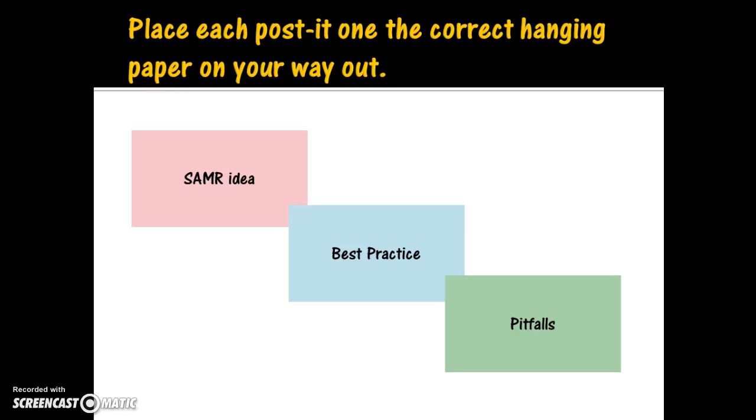Once you've finished your 3 post-its, there are sheets along the back of the room. Please put your post-it on the appropriate sheet. Again, there's one for all the pink post-its, your STAMR ideas. There's one for all the blue post-its for your best practices, and then one finally for your pitfalls or things to avoid.